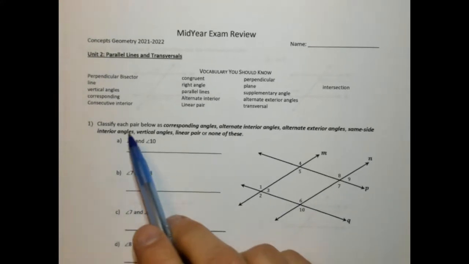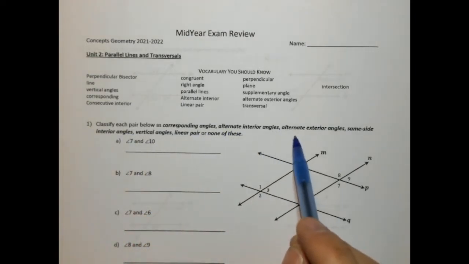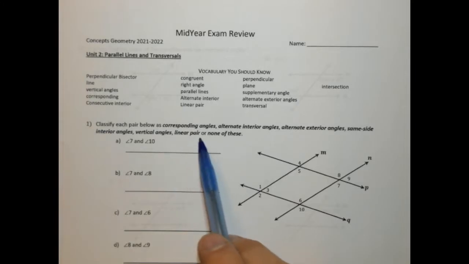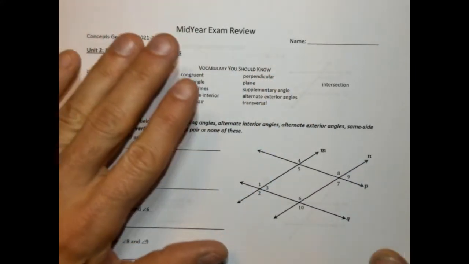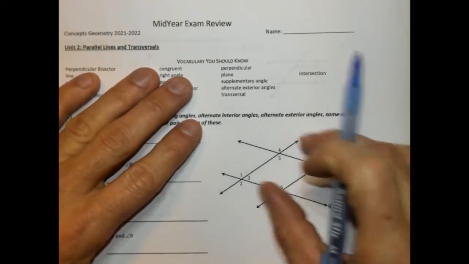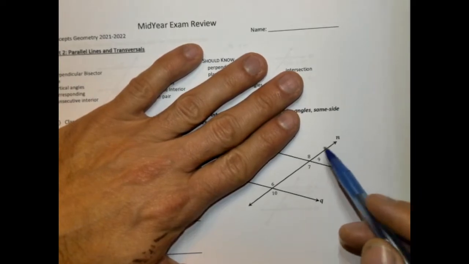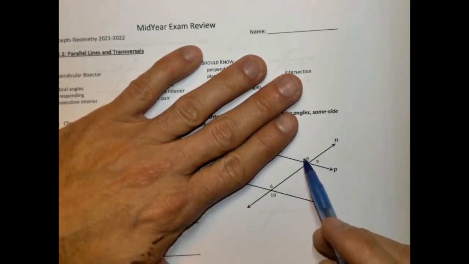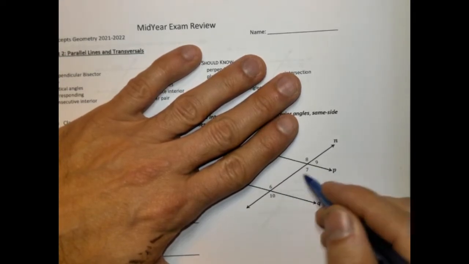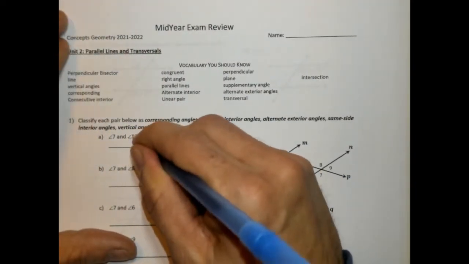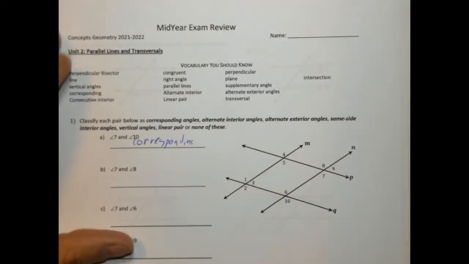Here we go. Classify each pair below as corresponding, alternate interior, alternate exterior, same side interior, vertical angles, linear pair, or none of these. So 7 and 10. The best thing to do when you're doing a problem like this, if there's two pairs of lines that are intersecting, block the line that doesn't matter. This line over here doesn't matter for 7 and 10. So 7 and 10 are corresponding. It's a lot easier if you limit how much your brain's processing.